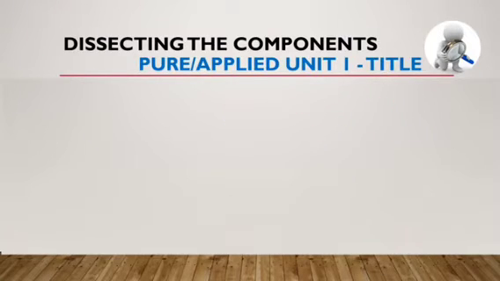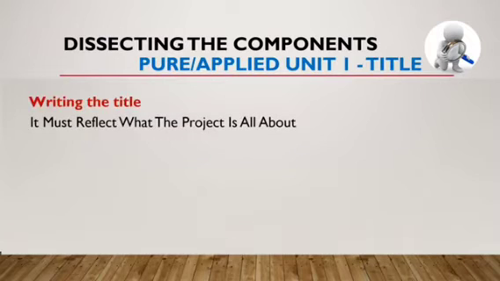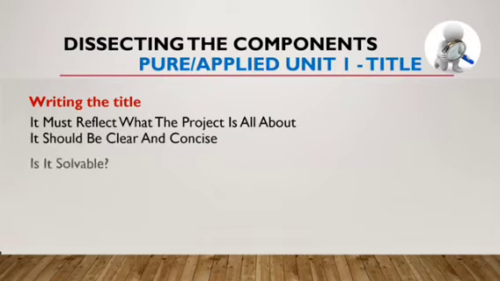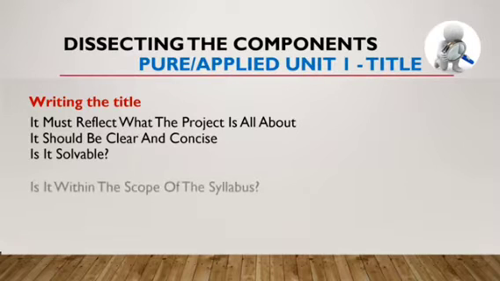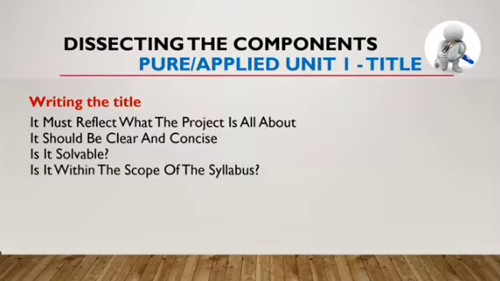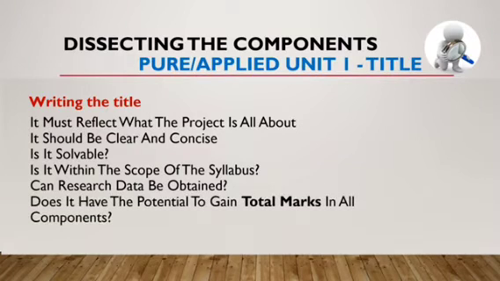Keep in mind that writing the title must meet the following criteria. It must reflect what the project is all about. It should be clear and concise. One should also ask themselves if the issue is solvable. Is it within the scope of the syllabus? Can the research data be obtained? And does this SBA title have the potential of gaining full marks in every single component? These are some of the considerations that must be given in writing your title.